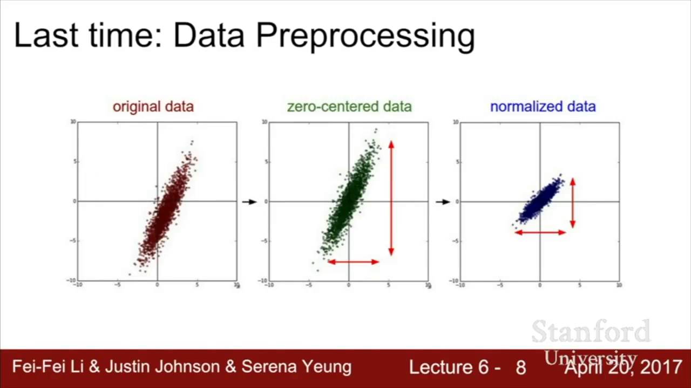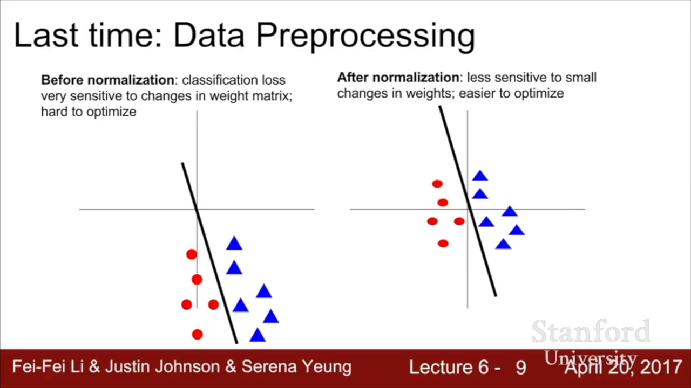We also talked last time about data pre-processing. We talked about how it's pretty typical in ConvNets to zero center and normalize your data so it has zero mean and unit variance. I wanted to provide a little bit of extra intuition about why you might actually want to do this. So imagine a simple setup where we have a binary classification problem where we want to draw a line to separate these red points from these blue points.